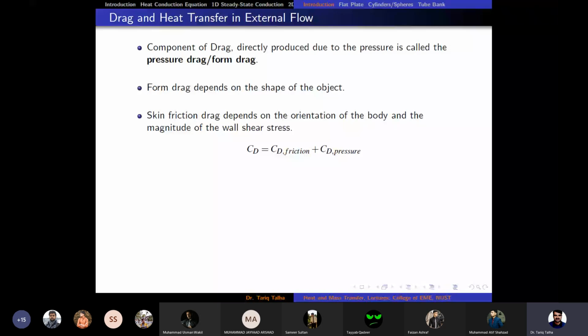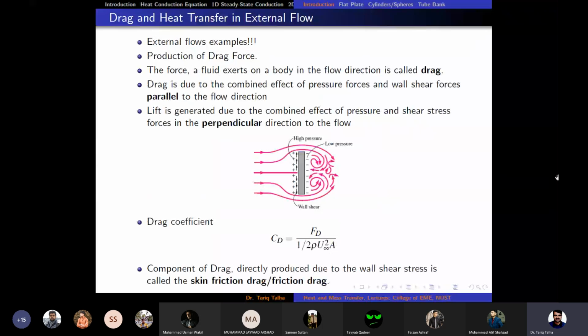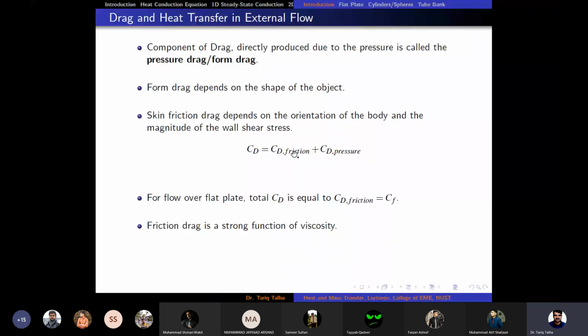So for flow over a flat plate, if we take this body and rotate it 90 degrees, then it would be a flow over a flat plate. In that case, the frontal area would be only this thickness, which is minimal, and the surface area would be this large area. So skin friction would be more. That's why we can neglect the contribution of pressure drag in that case, because the frontal area would be minimum. So C_D friction is almost equal to C_f.